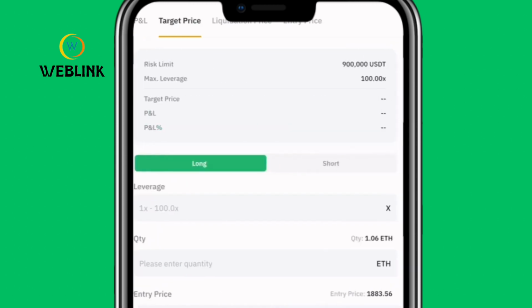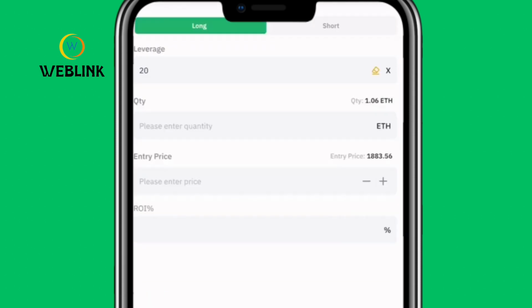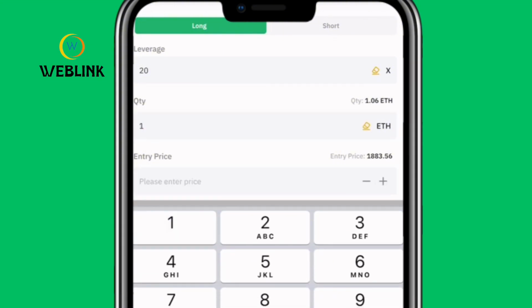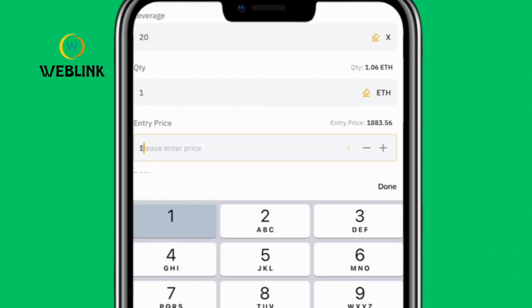Now for target price, let's say you have an amount of ROI you want to make in your mind. This target price will show you what price you should put as your take profit. Now for this, what you need to do is to come here and pick whether you want to long or short. Let's pick long again. And then the next thing is to enter the leverage. So this time, let me put in 20x leverage. And then the quantity of ETH you want to trade, let me pick 1 again. And then the entry price. So let's say you want to enter at 1,880.